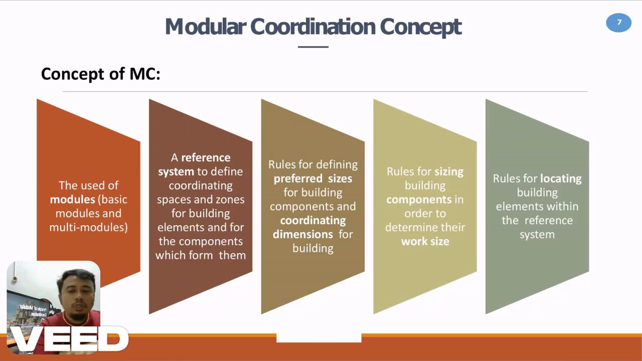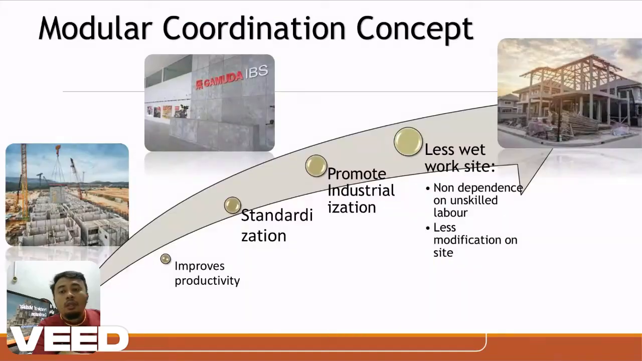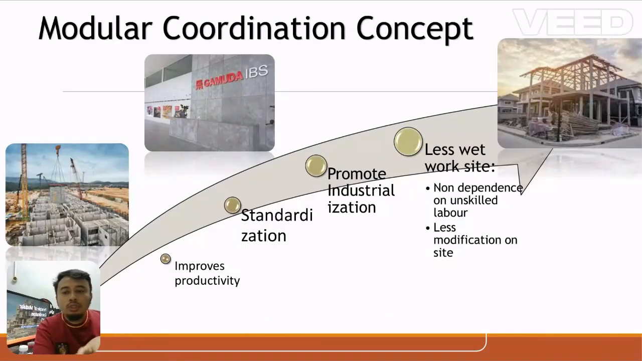So the designer knows that when they specify components, they also need to specify the work sizes and how they are being assembled together. So the assembly knows the jointing and so on. These are coordinated by the modular coordination. Based on those rules, the five core concepts of modular coordination, you can see that modular coordination is very important.